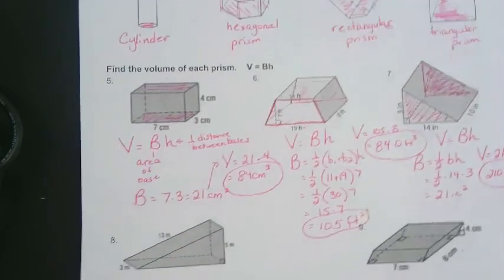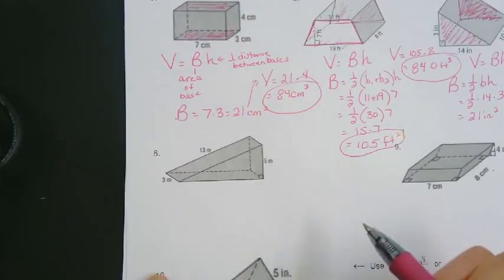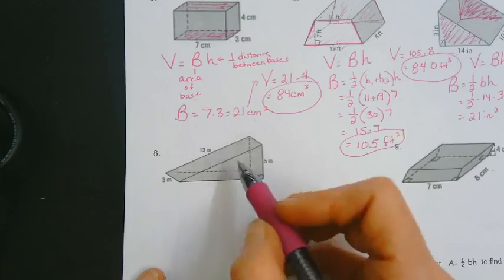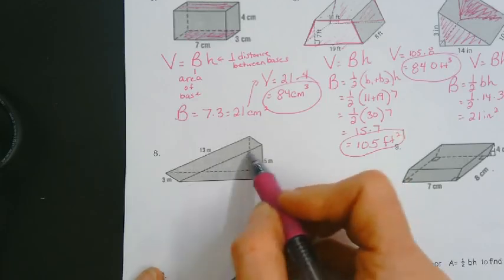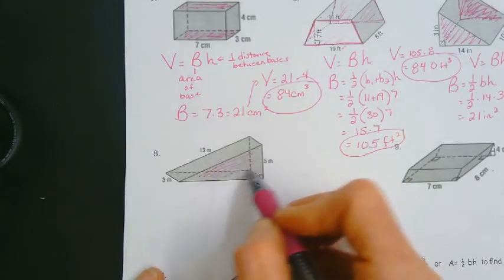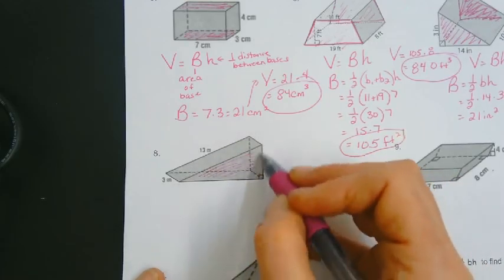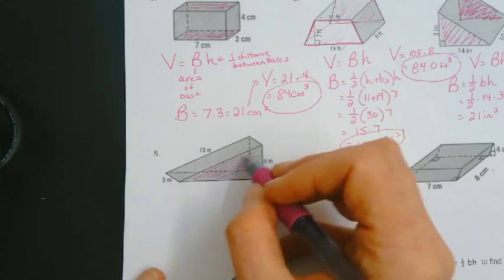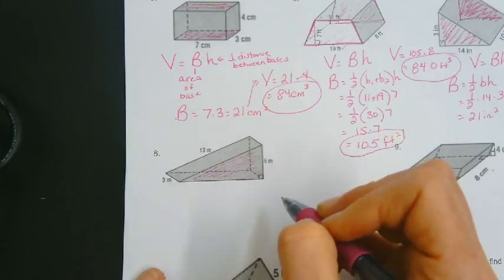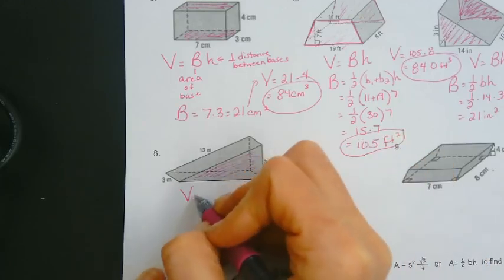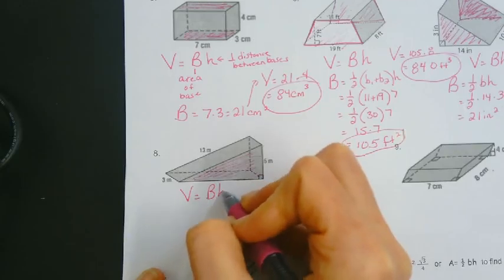Number 8. Again, we look for the matching bases. This is a triangular prism. So this base right here is the front, and then the back is this one back here. So this is a triangular prism because the bases are triangles. Volume equals area of the base times the height.